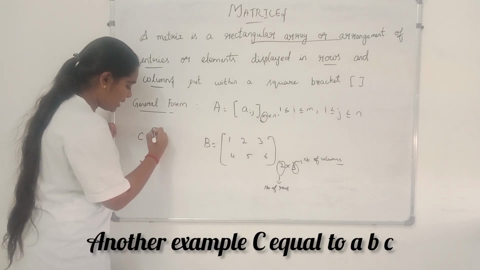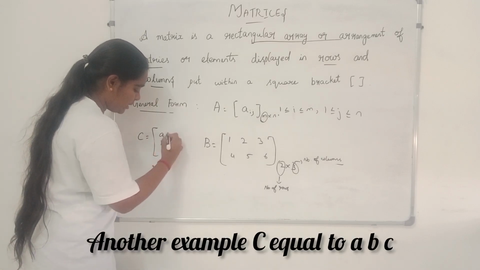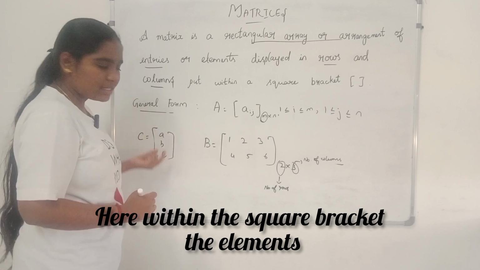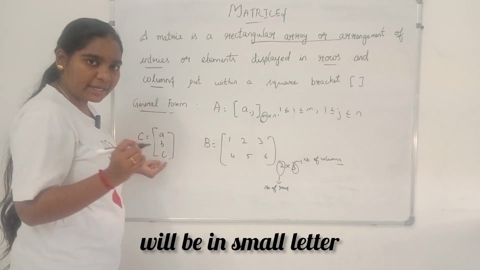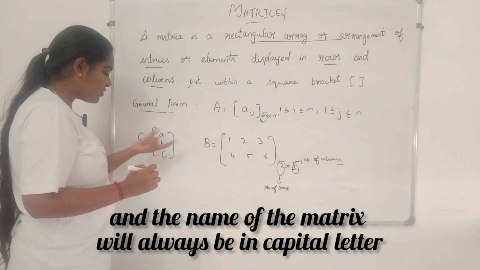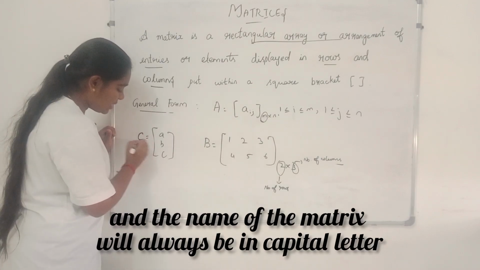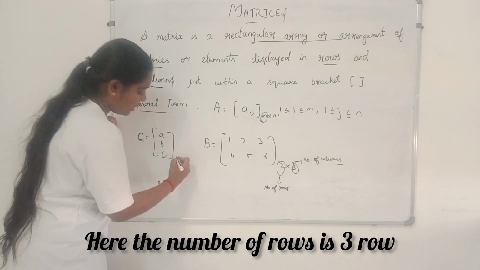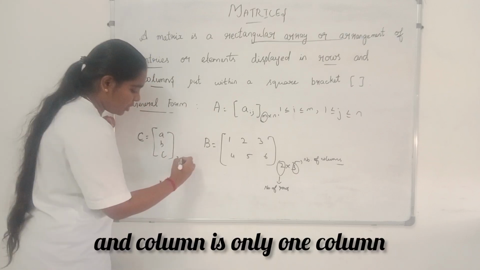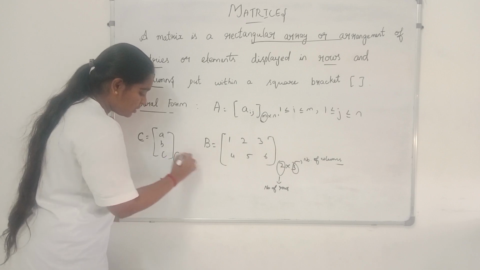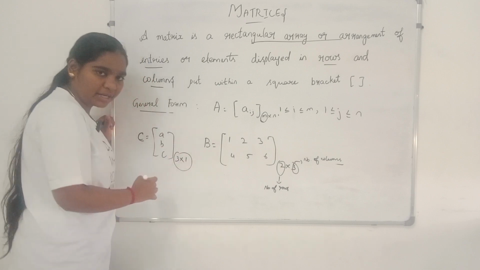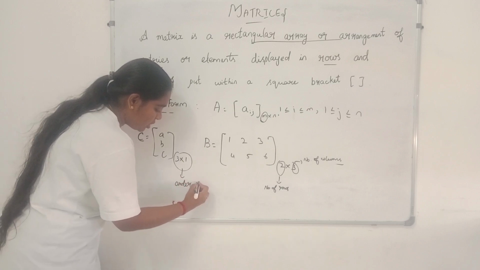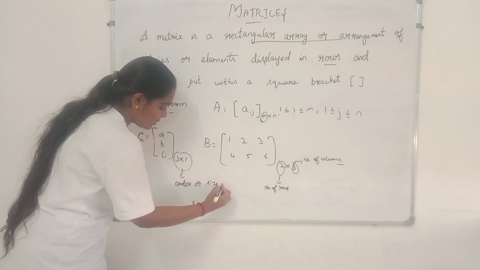Another example, C equal to A, B, C. Here, within the square bracket, the elements will be in small letter and the name of the matrix will always be in capital letter. Here, the number of rows is 3 rows and column is only 1 column. So, this matrix is 3 by 1. This is known as order or size of the matrix.